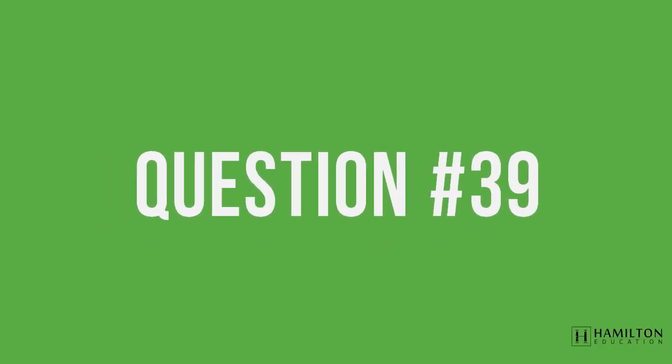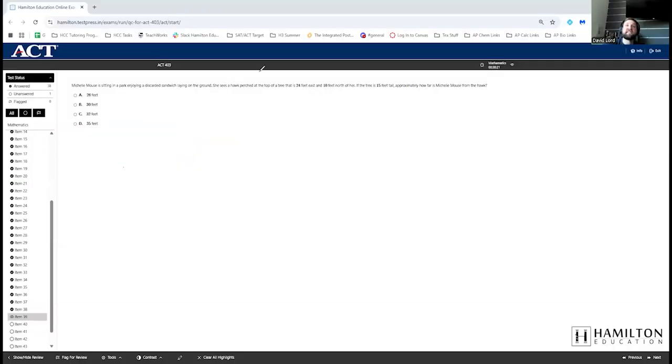Michelle Mouse is sitting at a park enjoying a discarded sandwich lying on the ground. She sees a hawk perched at the top of a tree that's 20 feet east, 10 feet north of her, and the tree is 15 feet tall. So this is going to be a kind of 3D perspective. 24 to the right, let's just say 10 is up. But then we want to go to the height, which is going to be 15.